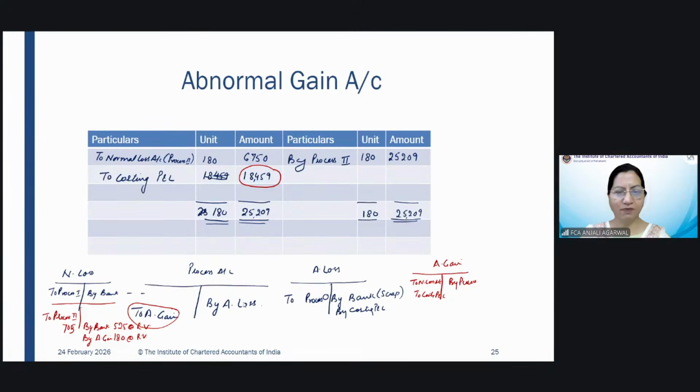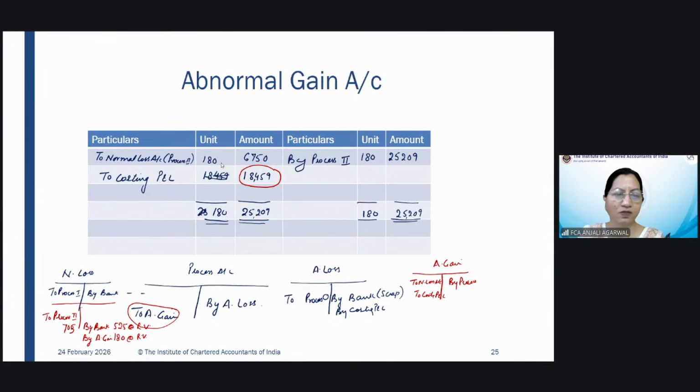So in process account, abnormal loss is on the credit side, abnormal gain is on the debit side. The same entry will move to the abnormal loss and abnormal gain account on the opposite side. And then if there is abnormal loss, it will be sold as scrap and the balance will go as costing profit and loss as loss. If it is abnormal gain, the debit side will be charged to the normal loss account. The units which could have otherwise been sold as scrap are now not being sold. Only the difference, the balancing figure will go to the costing P&L account.